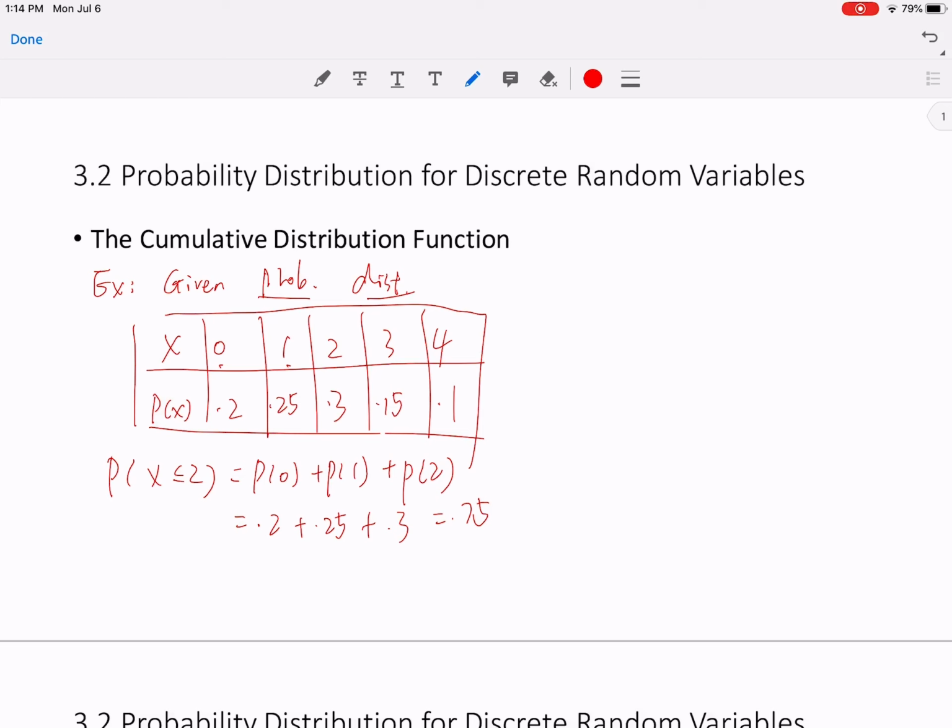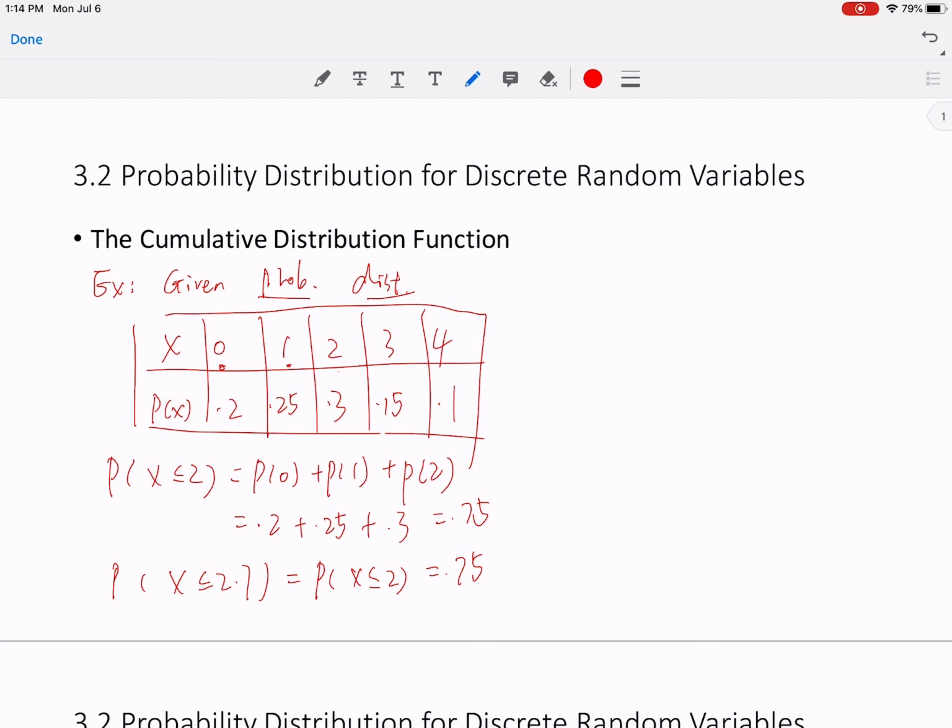And then what if I want to find the probability of x less than or equal to 2.7? Same thing, we go back to the probability distribution and see what values are less than or equal to 2.7. Still those three numbers 0, 1, and 2, because 3 is greater than 2.7. So the probability of x less than or equal to 2.7 is equal to the probability of x less than or equal to 2, which is 0.75.